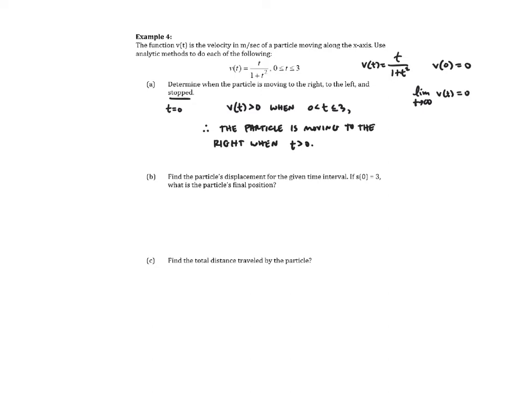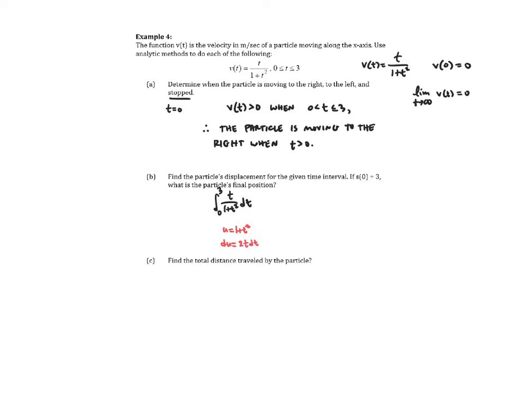Okay, so it says find the particle's displacement for the given time interval. If the initial position is 3, what's the particle's final position? All that's going to be, you guys, is the integral from 0 to 3 of t over 1 plus t squared dt. Now, this is going to require us to use a u substitution. I'm going to set u equal to 1 plus t squared. Thus, du will equal 2t dt.